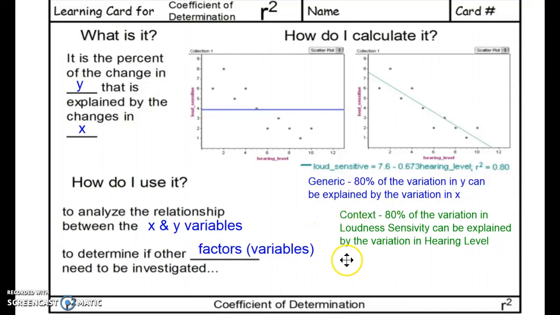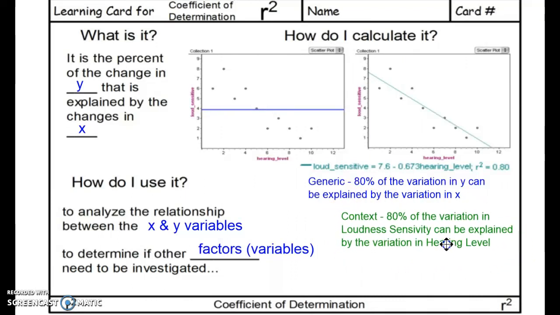This part right down here in context is what you're going to say most of the time when you are explaining or interpreting the coefficient of determination.